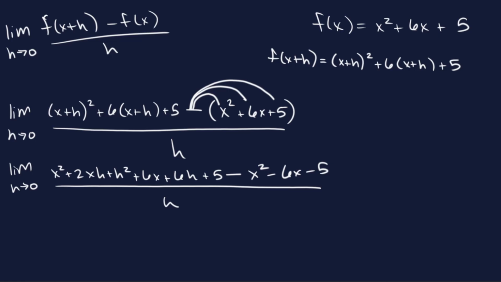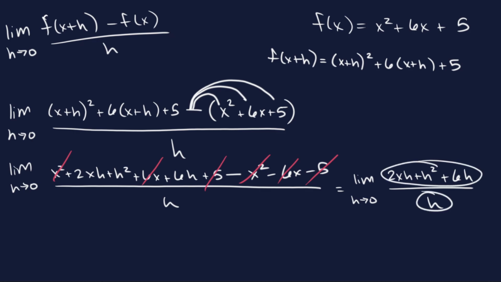And now we are just going to combine like terms as much as we can and then simplify from there. We see here there's an x squared and a negative x squared term, so those are going to cancel out. There's a positive 6x and a negative 6x, so those are going to cancel, and you have a positive 5 and a negative 5, so those are going to cancel. What you'll be left with is the limit as h approaches 0 of 2xh plus h squared plus 6h over h. If you try direct substitution here, because each term has an h in it, you will just get 0 over 0. So we need to simplify this in some way.